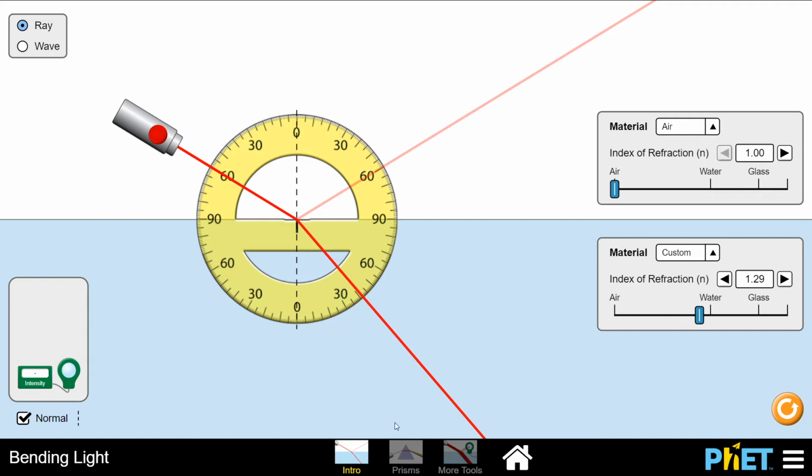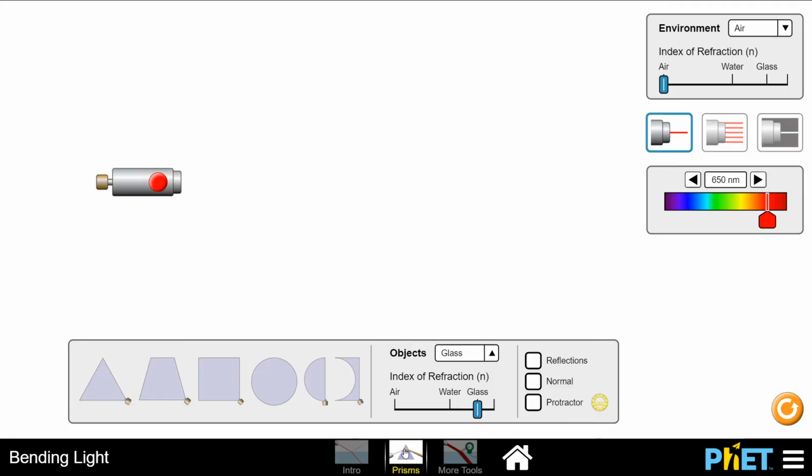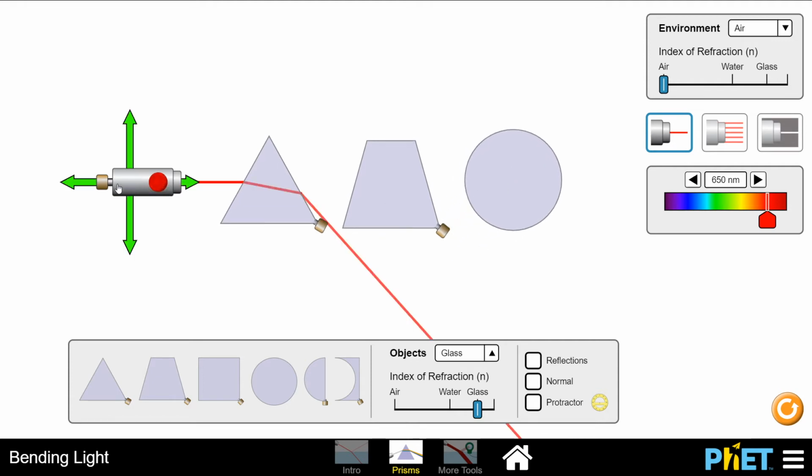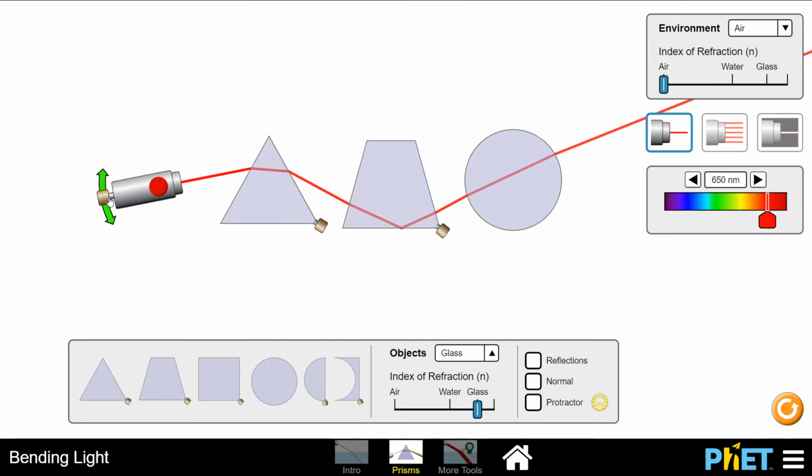In the other segment, known as prisms, we have a collection of different types of prisms, a virtual laser which can be turned on, rotated, and even the frequency of light changed.